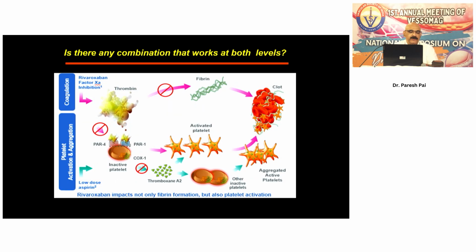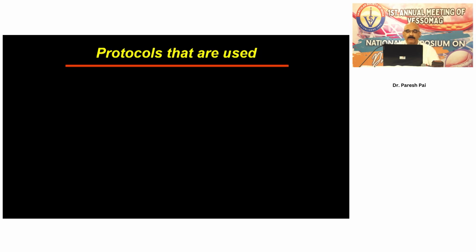So what is this combination? We all know this slide, especially since it came up when we were talking about the COMPASS and the VOYAGER study. Here you can see that low-dose aspirin acts at the COX-1 inhibitor level, and low-dose rivaroxaban acts at two levels, the platelet level as well as the fibrin level. That's how you get better protection. So DPI is dual pathway inhibition, and that's supposed to work.